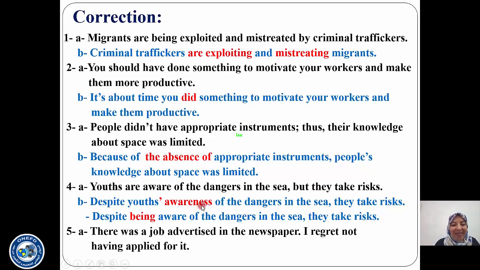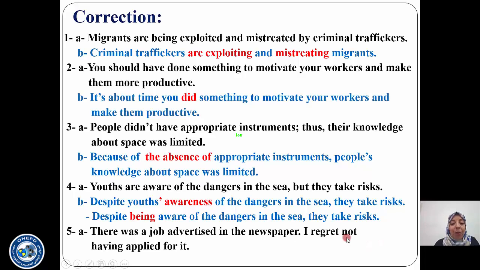I hope it's clear. There was a job advertised in the newspaper. I regret not having applied for it. So the sentence should be with if only, to express wish. If only and I wish is exactly the same, and it should be used with the same tenses. Only three tenses: past simple, past perfect, or conditional present. So it's clear that the sentence expresses regret. I regret not having applied for it. This is a regret.